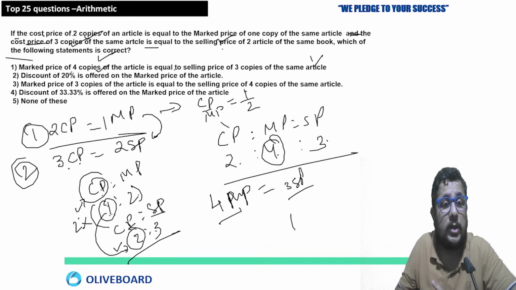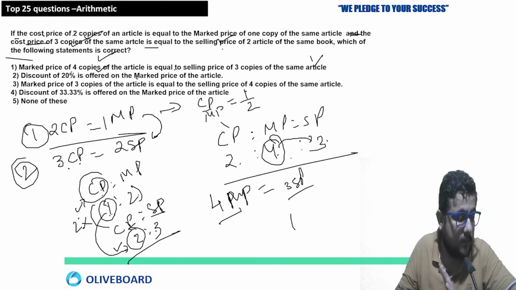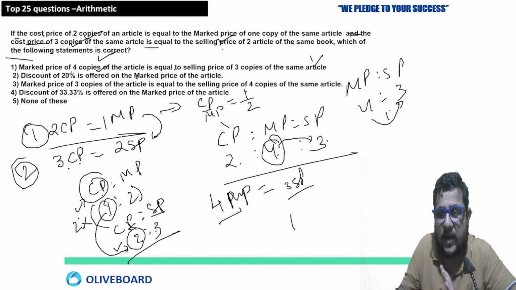First one is wrong. Discount of 20% is offered on the marked price of the article. After discount you will sell the article. So in the ratio you can see, marked price to selling price, the ratio is 4:3. Difference is 1, and 1 with respect to 4 is 25%. So this is also wrong.